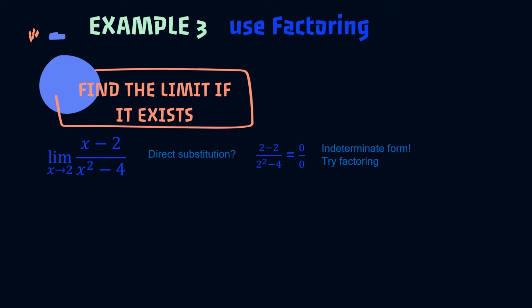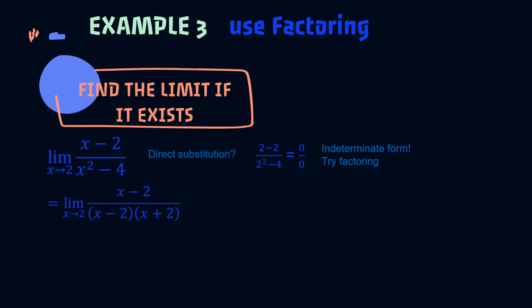So let's see if we can use factoring to find the limit. The limit as x gets close to 2 of the expression x minus 2 over x squared minus 4 becomes x minus 2 in the top, and in the bottom we can factor x squared minus 4 as a difference of two squares.